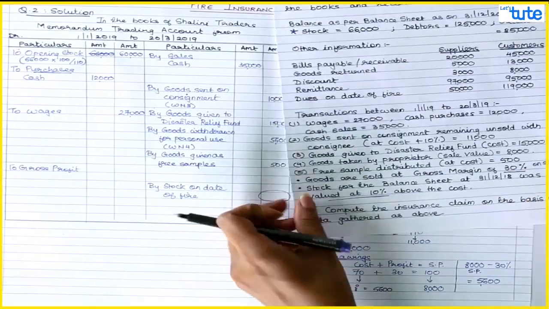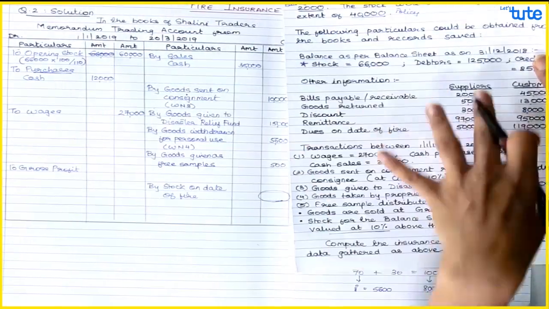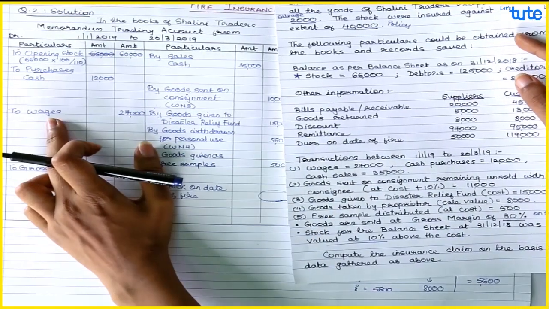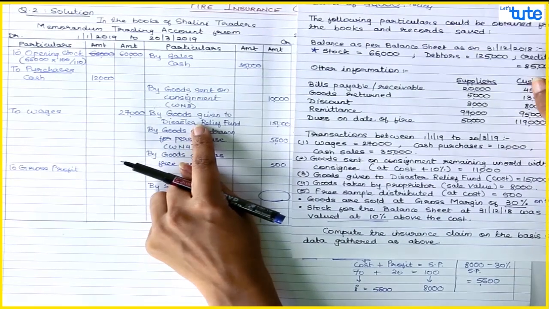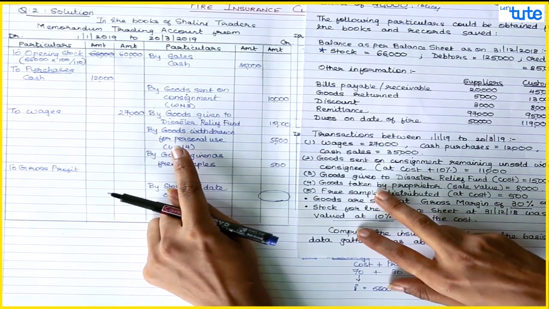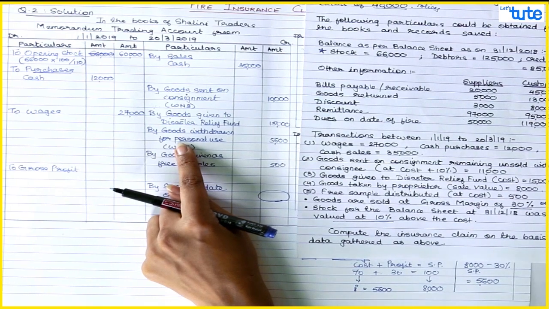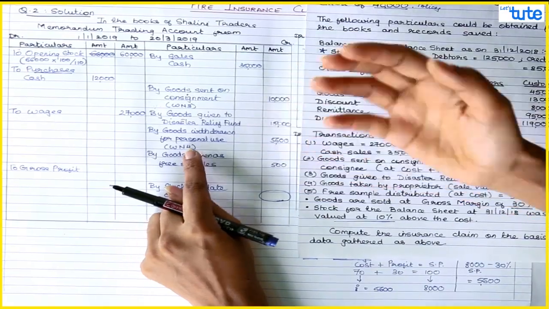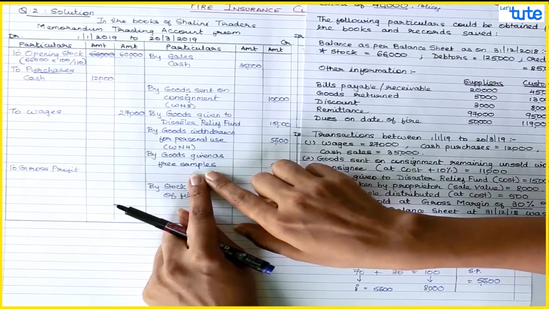Compute the insurance claim. Now in this question, we have already prepared debtors creditors account. We have taken all the data which is given: opening stock, debtors creditors transaction, cash sales, credit sales, wages, goods sent on consignment, that is to be considered at cost, goods given for disaster relief fund directly given at cost, goods withdrawn for personal use by proprietor, that was at sales value, that we also brought to cost because goods are not sold on which we have not earned profit.